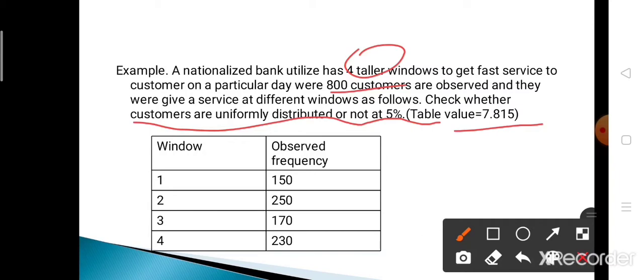Okay, here we want to check: the null and alternative hypotheses are, H0 is the customers are uniformly distributed. So H0 is customers are uniformly distributed. And what is H1? That is opposite to the null hypothesis. So H1 is customers are not uniformly distributed.